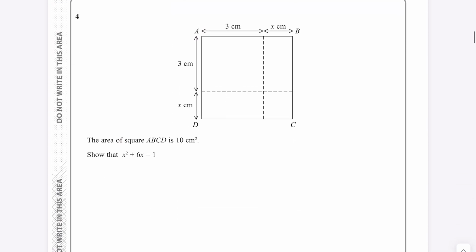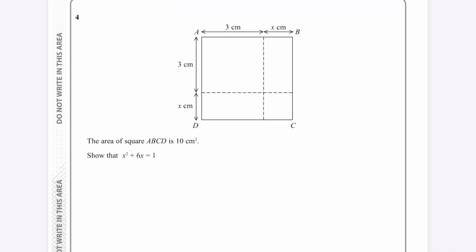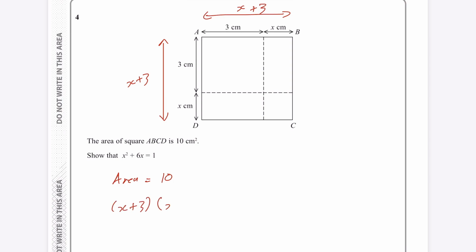Moving on to the next one, the area of the square ABCD is 10 centimeters squared. Show that x squared plus 6x is equal to 1. Now with squares, the area is the base times height, and all sides in a square are the same. So the area is equal to 10, and we know the area of a square is the height times the width. So the height here is x plus 3, that's the total height, and it's the exact same here, which is x plus 3. So the area is x plus 3, height times width, x plus 3 is equal to 10.